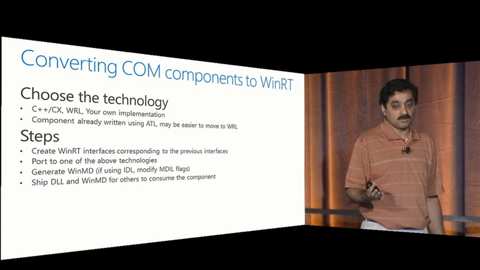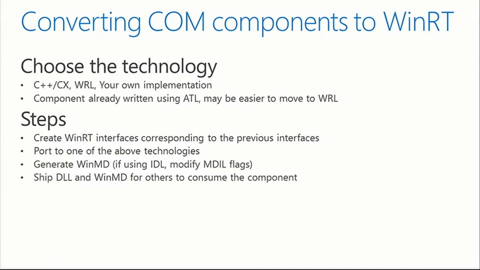Converting COM components to WinRT, right? The previous slide was just C++ code. How do you convert COM components? Again, if your component is already written with ATL, it may be easy to move to WRL because they're very similar concepts. Yes, you have to do a little bit of work, but it should be fairly easy to do that. What are the steps? I've written down the steps there. I'm not going to go through all of them, but it's there. You can always refer to that when you go back to the slides.